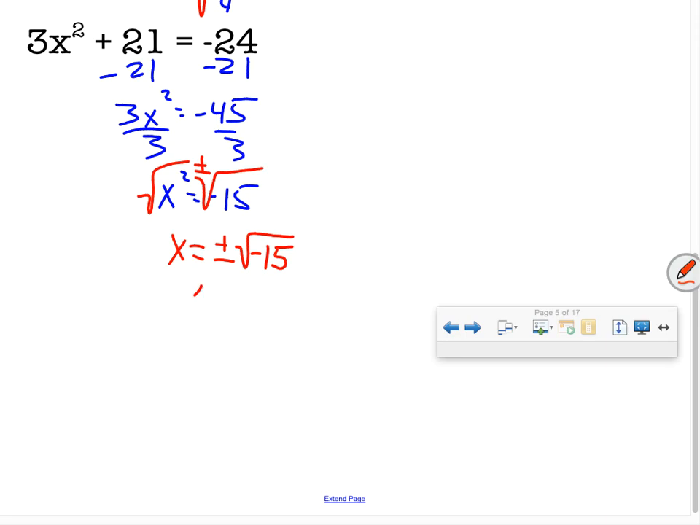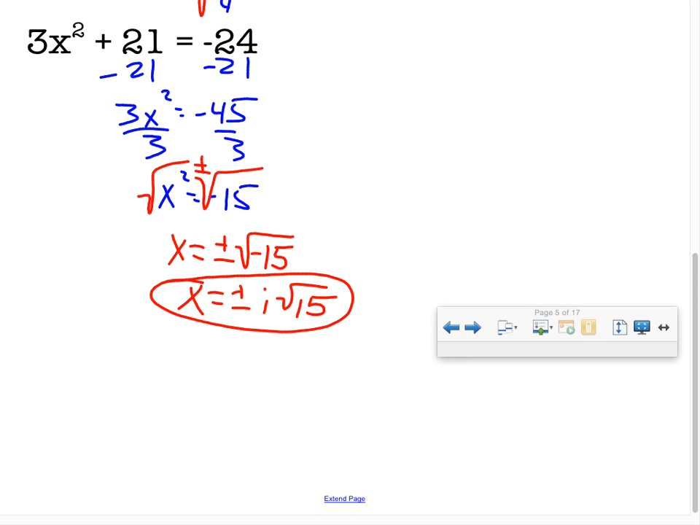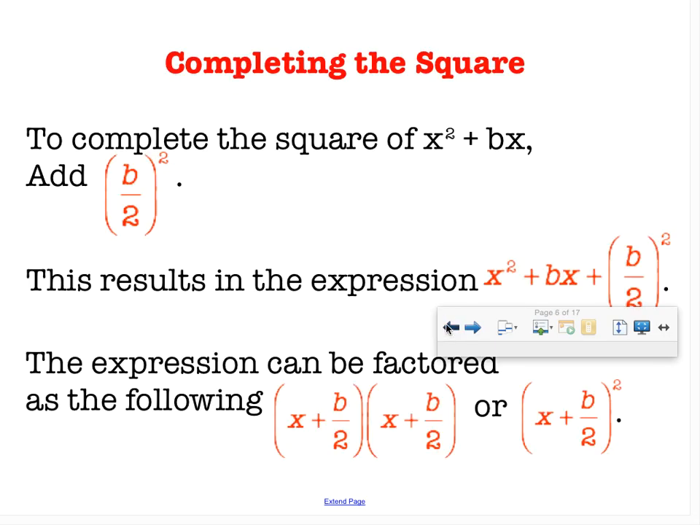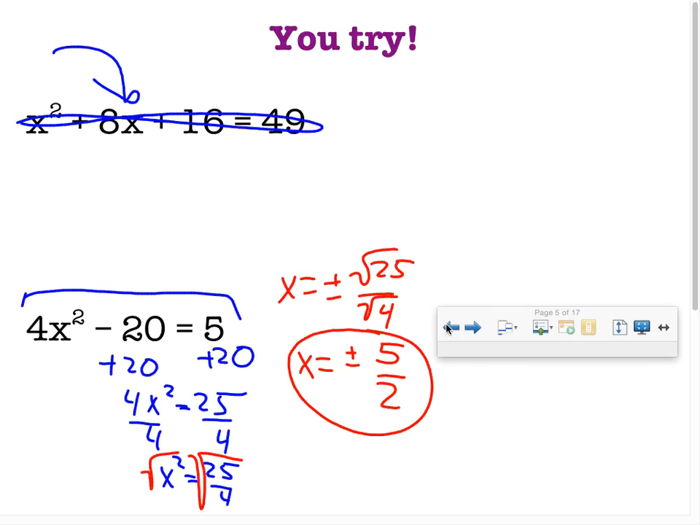So we're going to write this as x equals plus or minus. I'm going to factor out the -1, which turns into i. So we have i times the square root of 15. And you could write the radical in front, but we're going to put the imaginary number in front of that. So this would be your final answer. And that would be it for simplifying using the square root property.